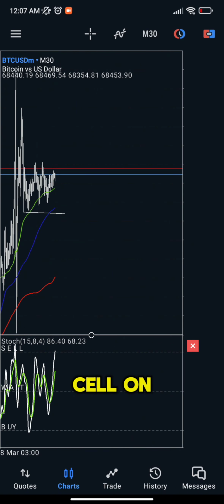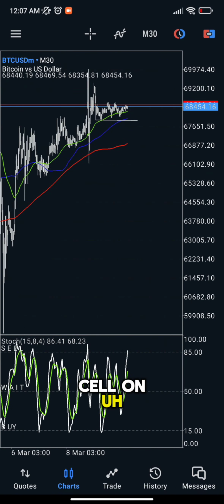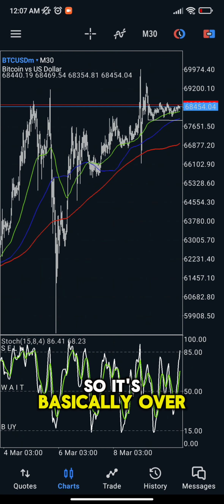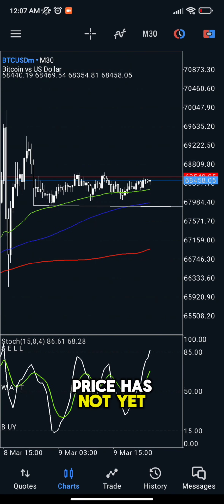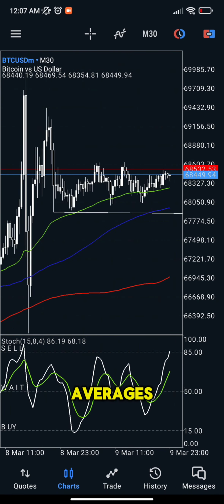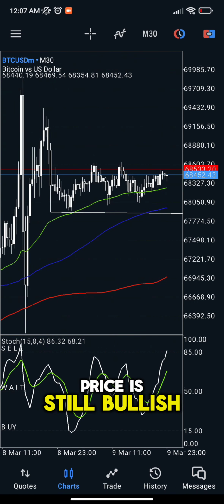will be a possible sell on BTC USD, right? So it's basically overbought. But as you can see, price has not yet crossed below our moving averages, which now indicates that price is still bullish.